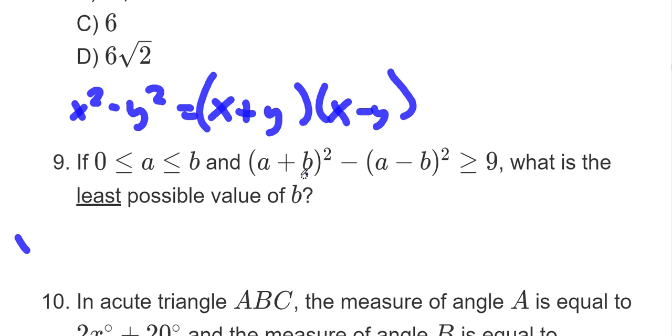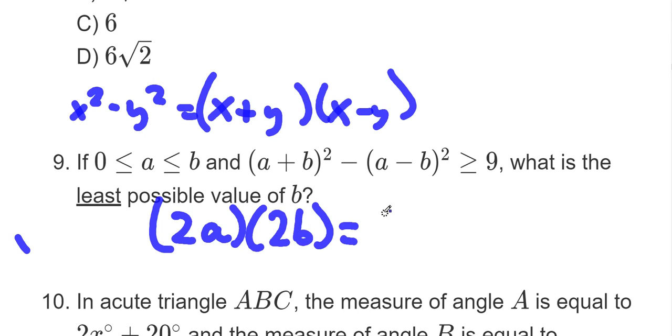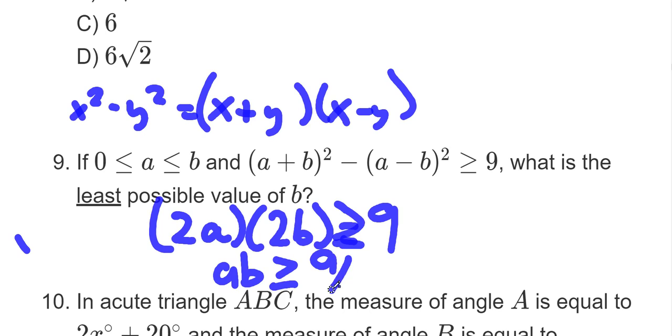So what's the sum? A plus B plus A minus B. So the sum is, I just get 2A. And then what's the difference? Okay, if you do the difference carefully, you will get just 2B. And this equals, sorry, it has to be greater than or equal to 9, okay? So I get AB, divide both sides by 4, I get 9/4.